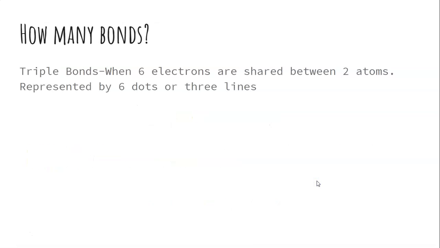Triple bonds are when 6 electrons are shared between 2 atoms, and they're represented by 6 dots. So here we have the nitrogens. What I'm saying when I say they're sharing the 6 is that each nitrogen at some point can claim them, and they would have 8 electrons around them. And so here it is when they have 3 sticks between.